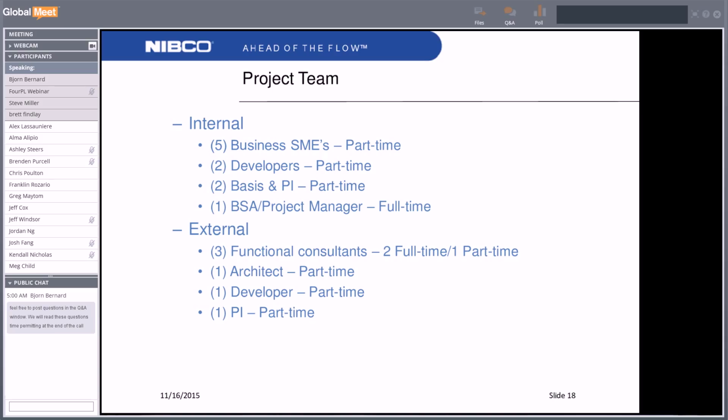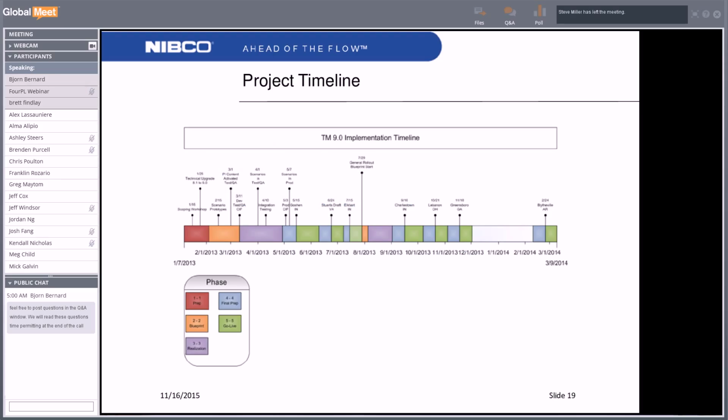In addition to 2 functional consultants, Novigo was able to fill in the gaps where necessary when it came to the transportation management development and PI. And then, as Bjorn mentioned, he served as the architect for the project, and he was able to help keep everything on track. If you want to go to the next slide, the project timeline. Yep. You see it.